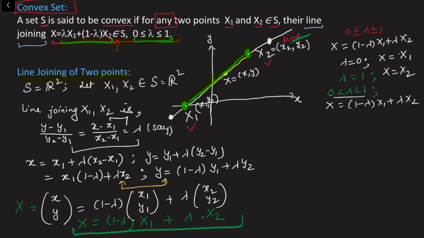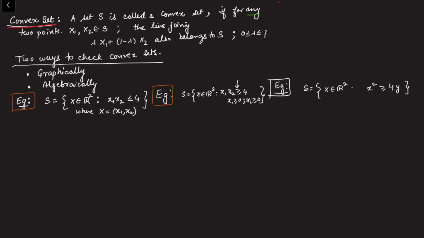Now let us take examples of convex sets. To see that a set is convex, we need to consider two points in the set and take their line joining. This line joining must belong to the set S for values of lambda lying between 0 and 1. And there are two ways to check this: one way is graphically, and the second way is algebraically. Graphically, let me consider first this example.